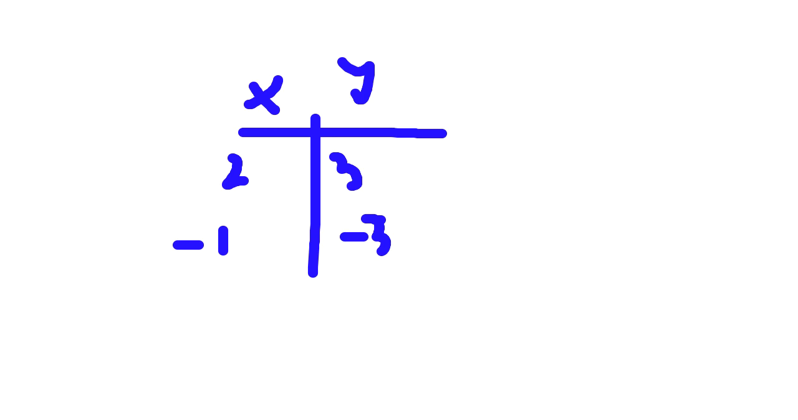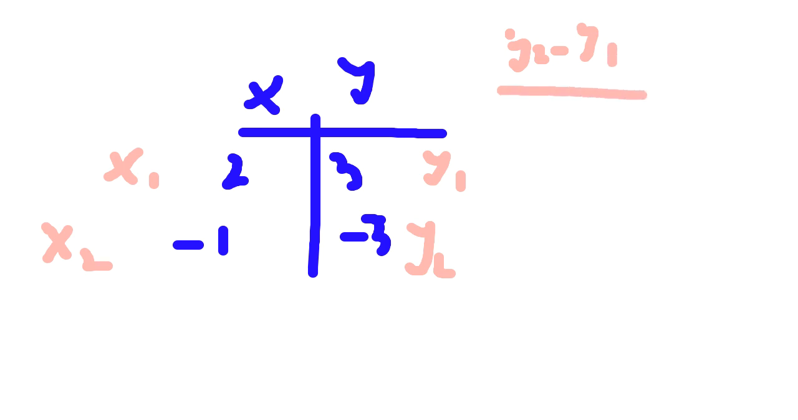I'm going to label these real quick. This is your first x, literally x1. This is your second x, literally x2. This is your first y, literally y1. This is your second y, literally y2. Slope is y2 minus y1, all divided by x2 minus x1. Y is always at the top. Y2 minus y1 divided by x2 minus x1.